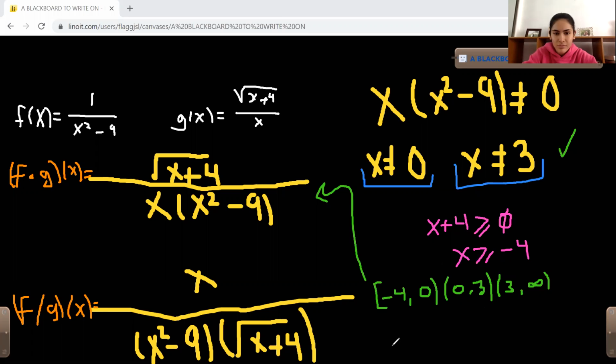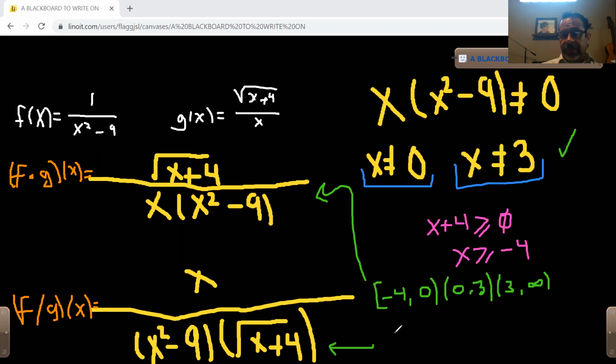You don't have to include -4. Correct. The -4 has to be excluded. So the domain for this one is going to be exactly the same domain, but the -4 would have to be excluded. Okay. Correct. Very good. Okay. Questions with this one?